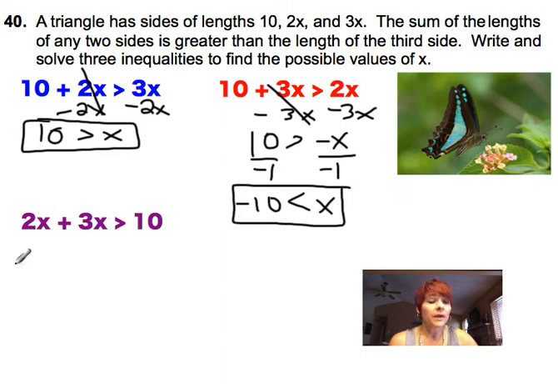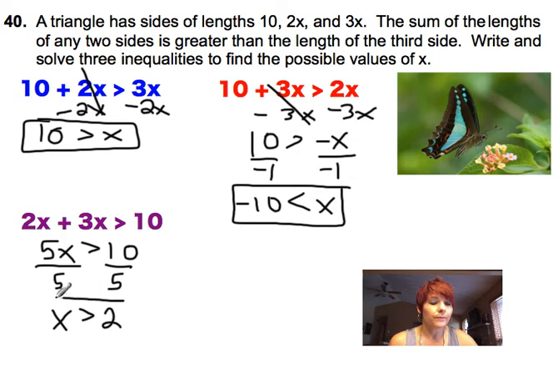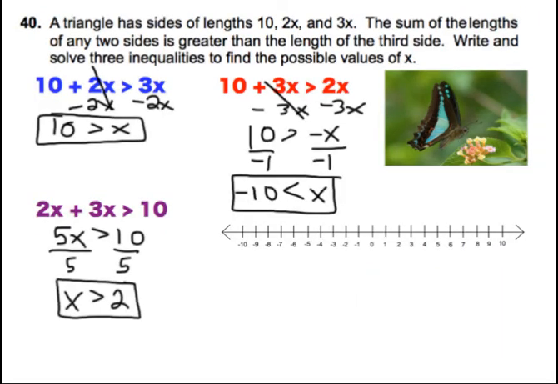And then for the last one, first combine the x's, so we have 5x is greater than 10. Then all you have to do is divide both sides by 5. So you'd have x is greater than 2. So we wrote all three inequalities and then we solved them. Now that we have these three inequalities, we need to find the possible values of x.